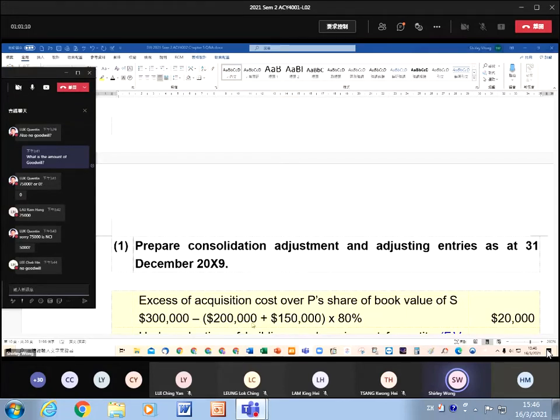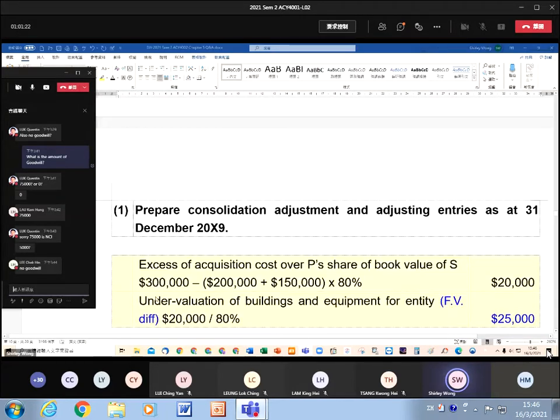So always remember, 300,000 is for 80%, and this purchase of the net asset is only for 80%. Finally, this 20,000 increase in fair value only represents 80%. So for the fair value difference of the buildings and equipment, actually it should be 25,000. So 25,000 is the fair value difference. Therefore, if you want to find the fair value of the total equity, it should be 200,000 plus 150,000 and then plus 25,000. This represents the fair value of the net asset.